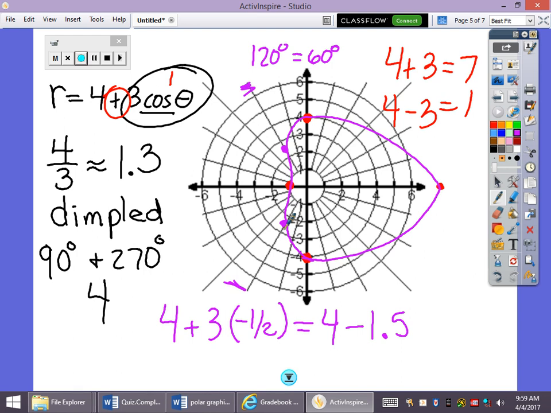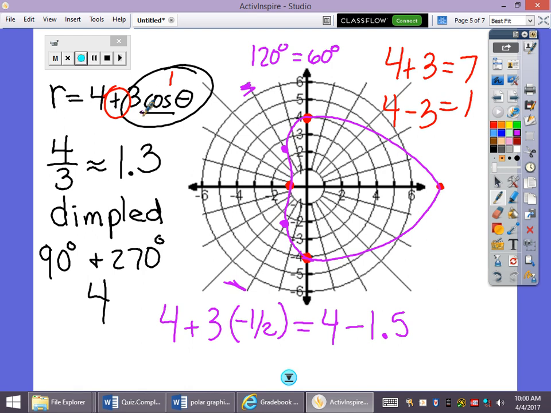Good? Do you want me to show you plugging in every ordered pair, or do you prefer this? Okay. If, just really quickly, I did every ordered pair, it would be 4 plus 3 times the cosine of 60. Oh, that's a half. 4 plus 3 times a half, that's 5.5. You kind of go piece by piece, okay? Good? This is good enough to understand the structure of the graph.